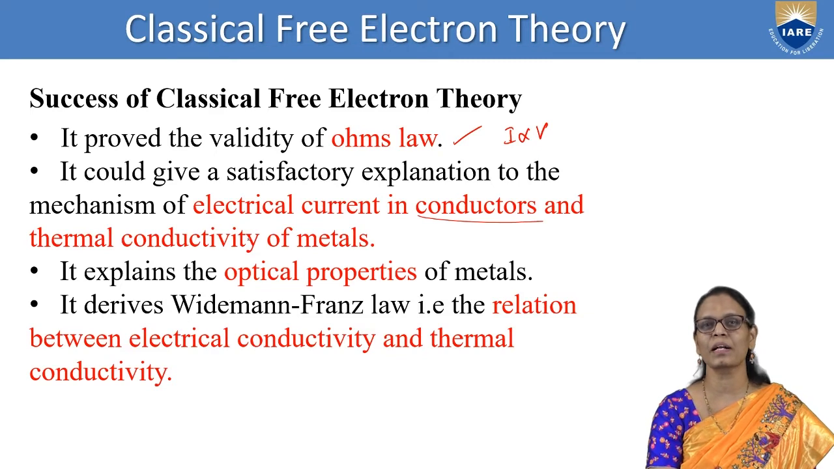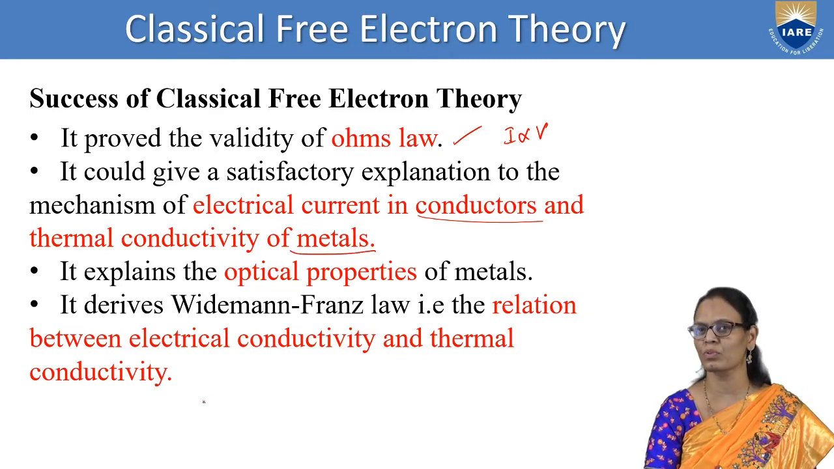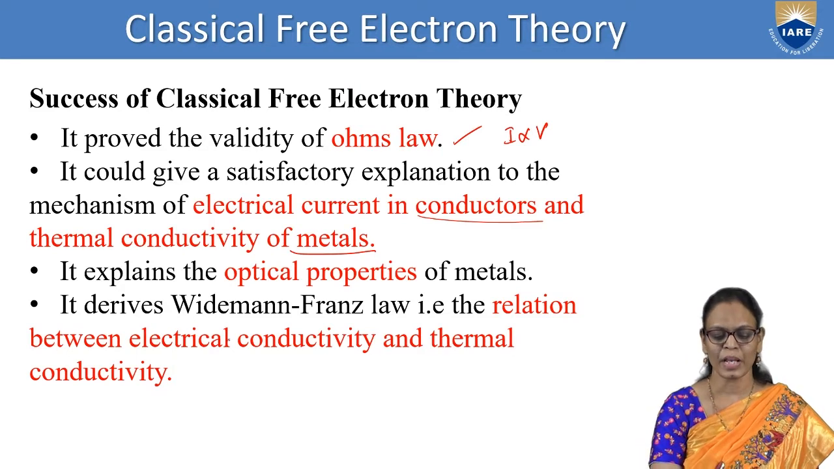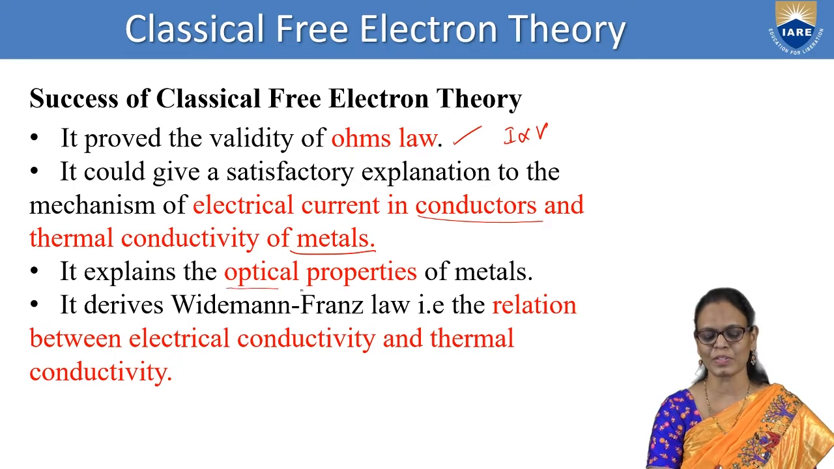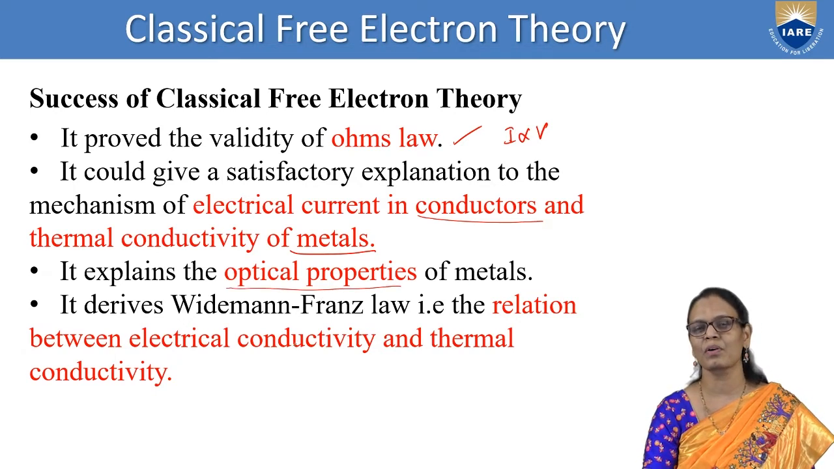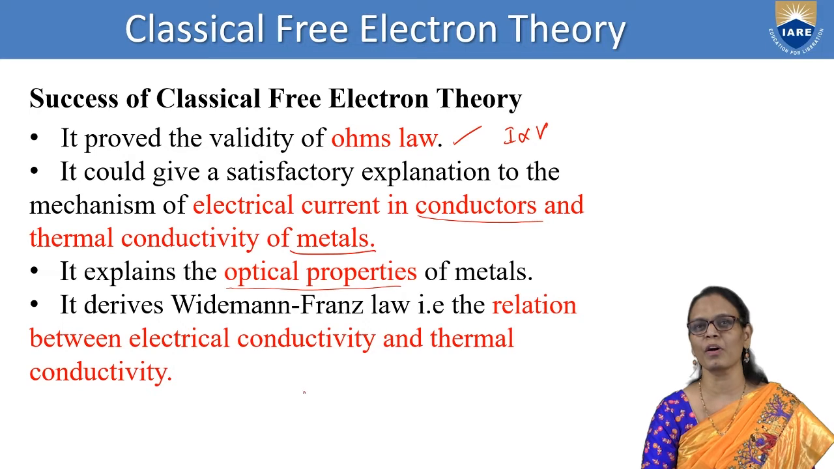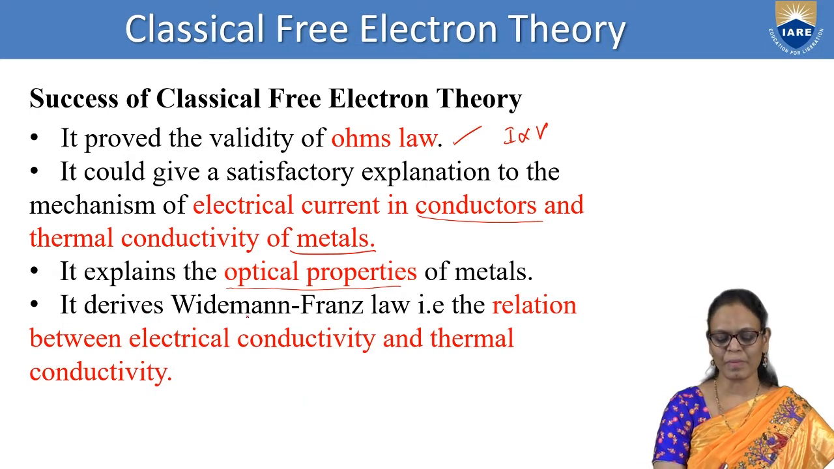And also thermal conductivity, how heat flows through metals. Metals are good conductors of heat, we say. So the thermal conductivity of metals also could be easily explained with the help of free electron theory. It explains the optical properties of metals. Optical properties means those related to light. So how do they reflect? How do they transmit? All the other optical properties are very well explained with the help of free electron theory. It also derives the Wiedemann-Franz law.